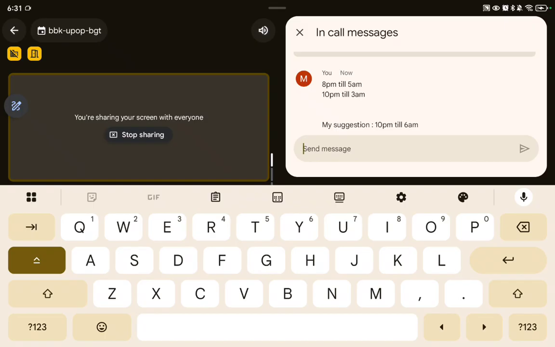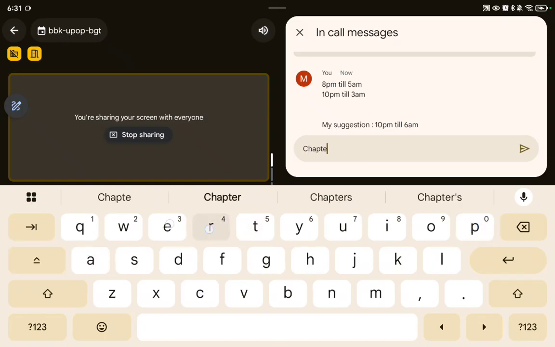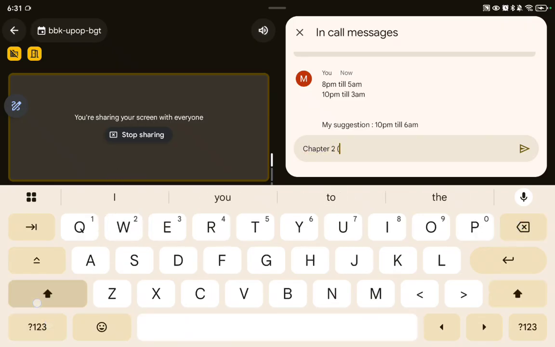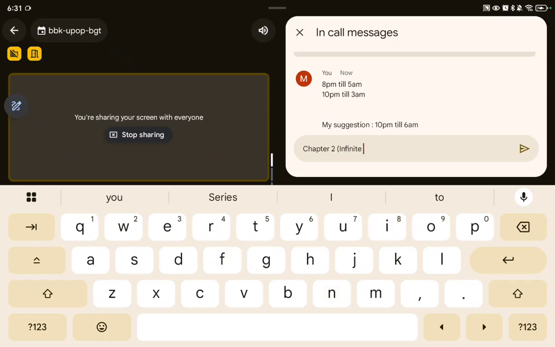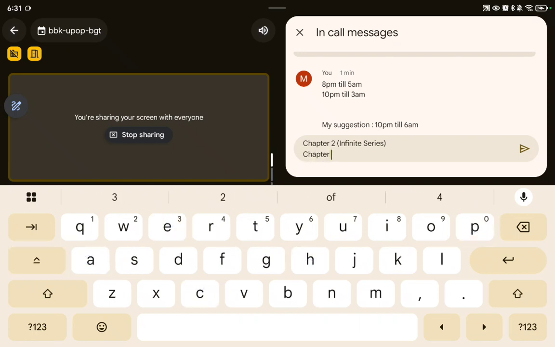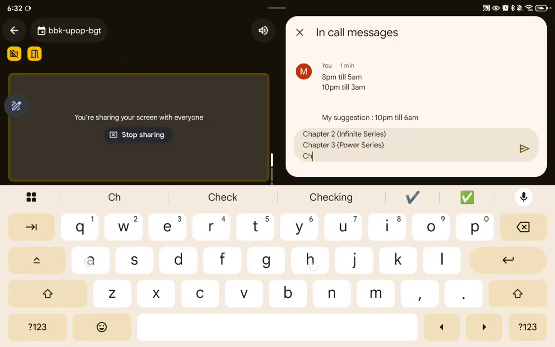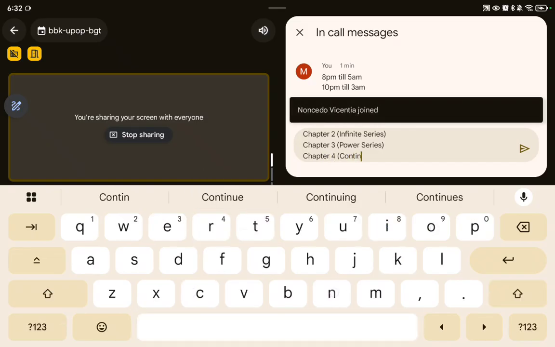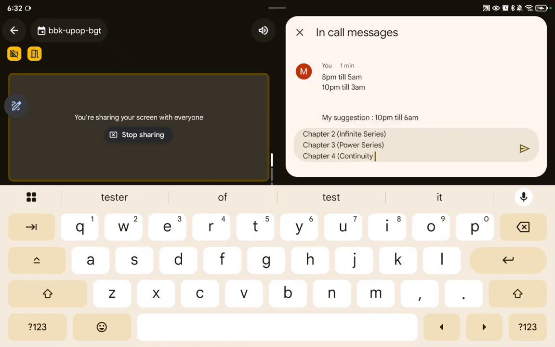The topics we're going to cover here are chapters 2 to 4, right? Chapter 2 we've covered, but we're not going to start with infinite series since we've already covered that. We're going to continue, and when we still have time, we go back. Chapter 3 is power series, so we'll continue with power series. Chapter 4 is continuity of multiple variables.